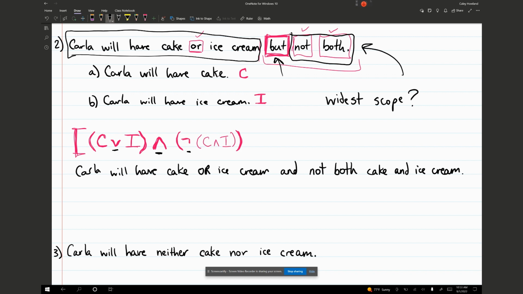And notice, importantly, this basically has the same meaning of what we had above, right? We have the exact same thing initially. Carla will have cake or ice cream. And then remember, but is identical to and in sentential logic. And instead of merely having not both, we've added cake and ice cream to the end, which is implied in the above sentence. So this is, in fact, the correct translation.